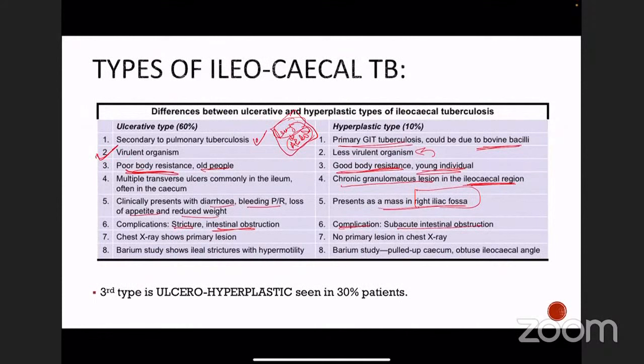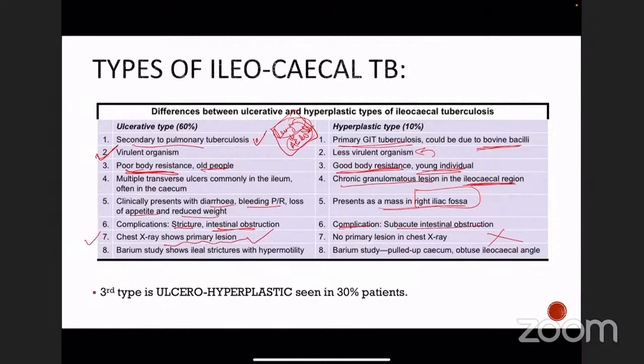On chest x-ray, what will you expect? This patient is having secondary pulmonary TB, from lung to abdomen. So he must be having a primary lesion in the lung. Whereas this patient won't have any lesion in the lung. So the chest x-ray will be clear in this patient. In the other patient, there will be a lesion in it.